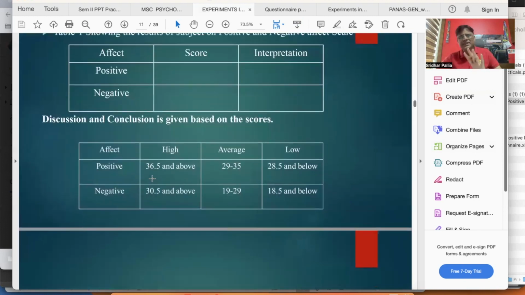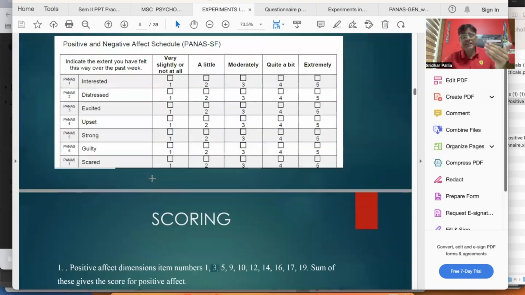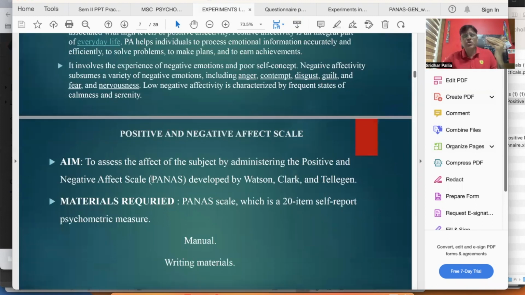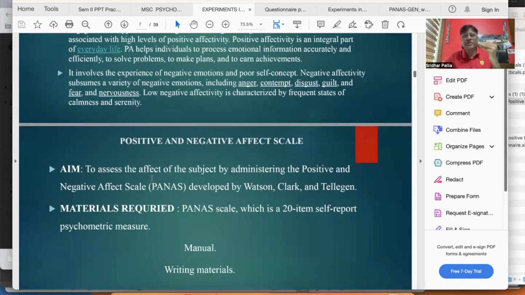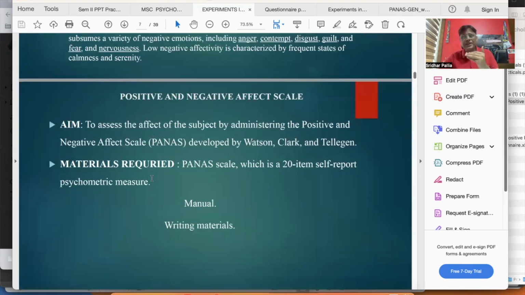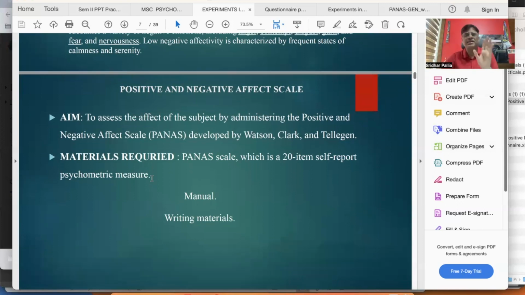Now, we have seen PANAS as one of these questionnaires. How we're going to administer it, what you're going to write: you're going to write the aim, the procedure, the material that is required, and the score interpretation, the score form, the total, and the interpretation and conclusion. This is similar for all the 5 experiments, except that the nature of the questions, the category, and the purpose are different.